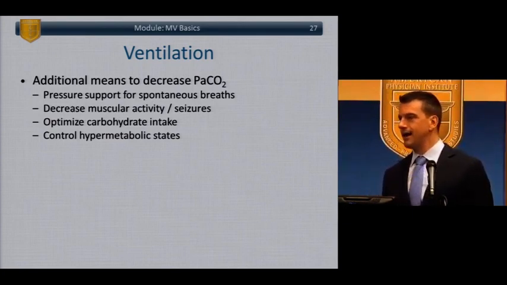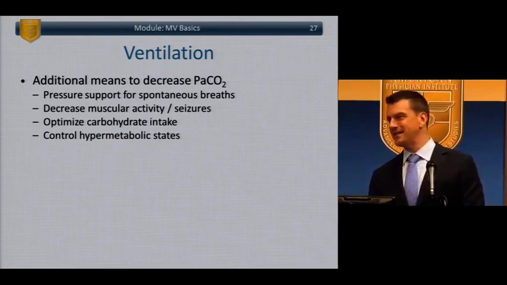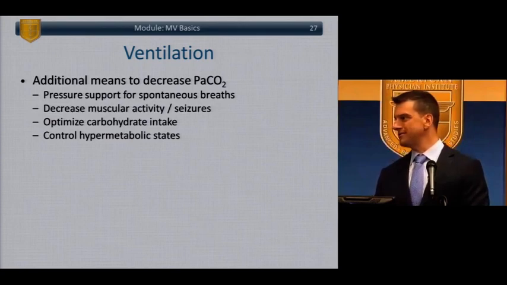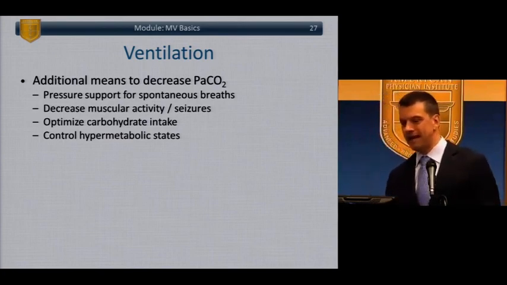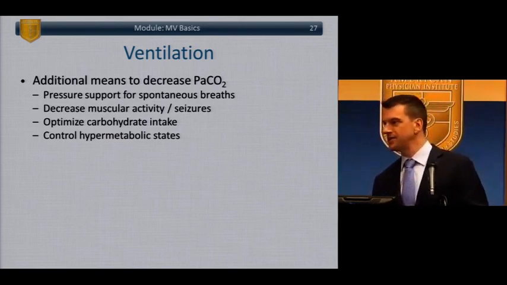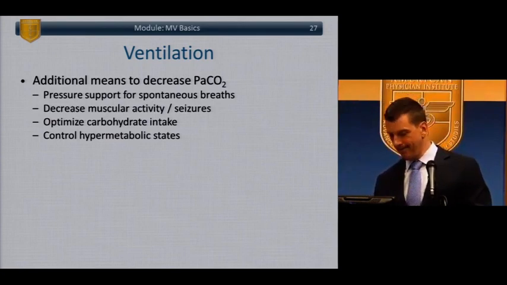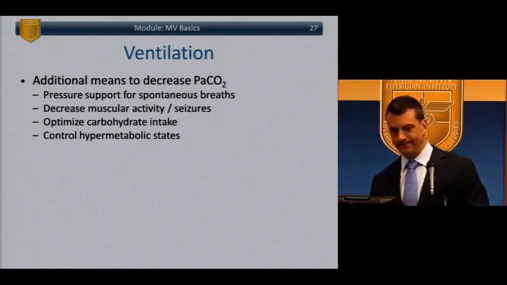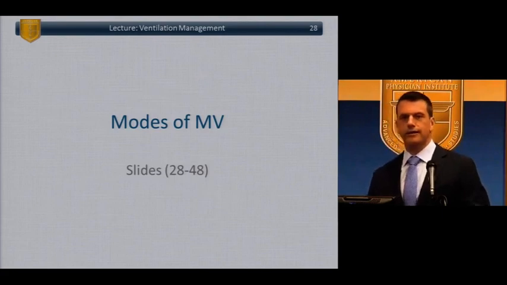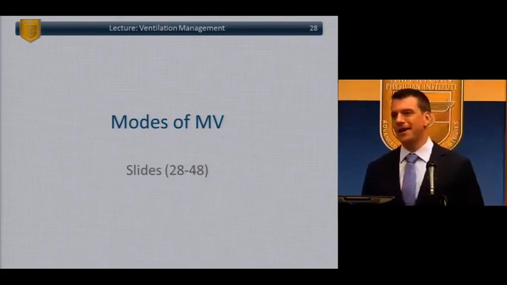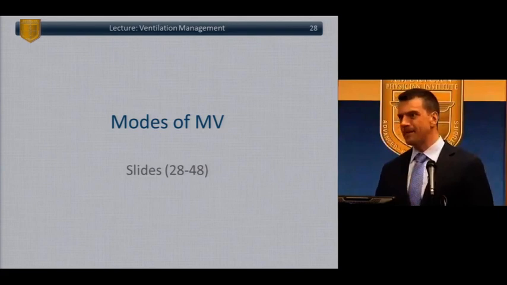Also, dietary. This is not a problem anymore since we've switched nutrition to be about 80% of goal calories. It used to be the old hyperalimentation, where you're putting so much glucose in that you made CO2 and the patient couldn't come off the ventilator because of all the sugar you were feeding them. So adjusting that and controlling hypermetabolic states where you're just having a lot of activity.